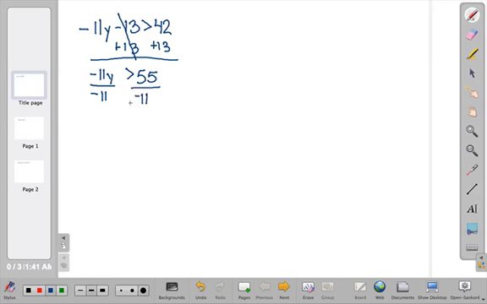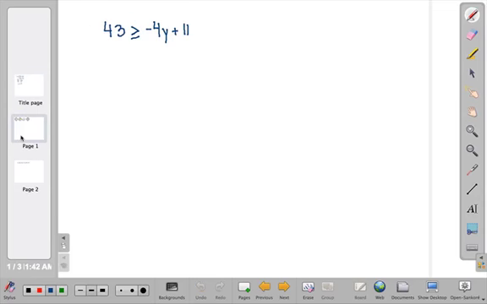Now remember, because the number that we're dividing by right here is negative, that means we're going to have to change the direction of our inequality sign. So these end up canceling out, and we're left with y is less than 55 divided by negative 11. Positive divided by a negative is going to be a negative, and 55 divided by 11 is 5. So our answer is y is less than negative 5.